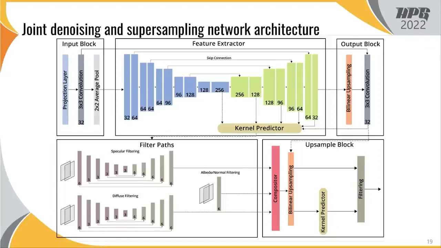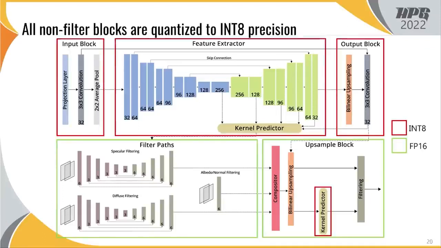Here is the complete network architecture with a single feature extractor and multiple filtering paths. To further reduce the cost of running this network, we quantize all the non-filtering blocks to int8 precision without any significant loss in image quality.